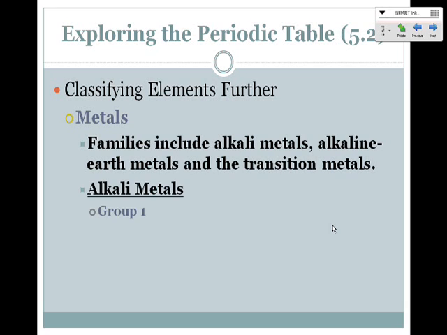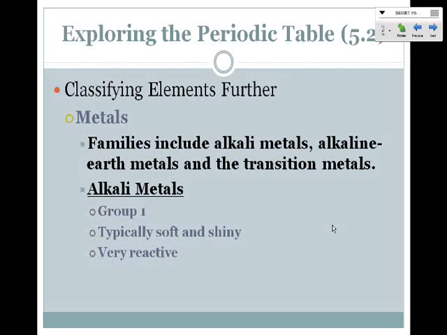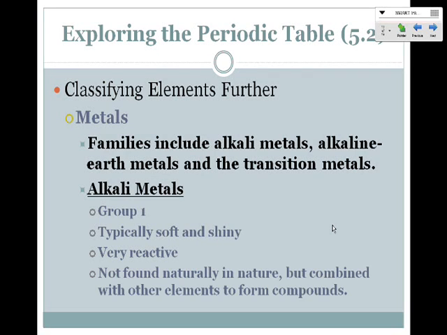Now, alkali metals, they're group 1. That means they have one valence electron. They're typically soft and shiny. And since they have one valence electron, they're very reactive because it doesn't take long to get that one valence electron given to somebody else. So they react very easily. They are not found naturally in nature, but they're combined with other elements to form compounds.